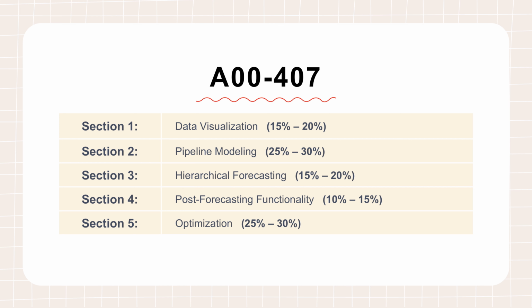Our source material actually gives us a really good roadmap. It outlines 5 major areas: data viz, pipeline modeling, hierarchical forecasting, post-forecasting stuff, and optimization. We'll be focusing today on, let's say, the heavy hitters: how forecasting is structured, and the logic behind making decisions when resources are limited. Okay, let's unpack this.